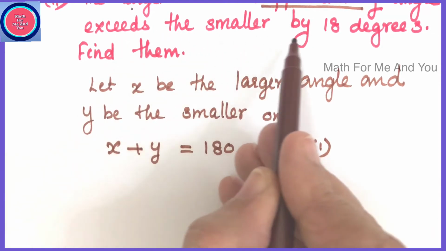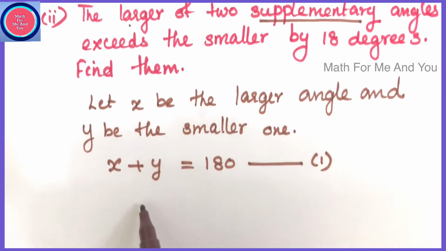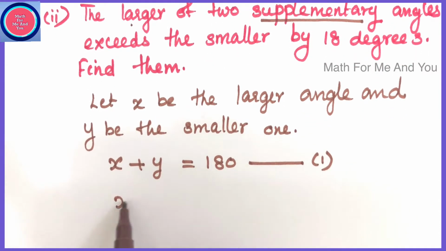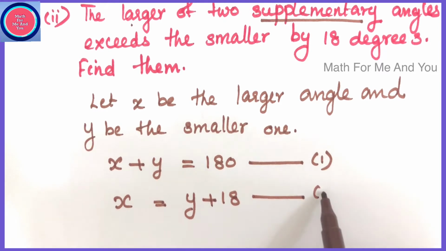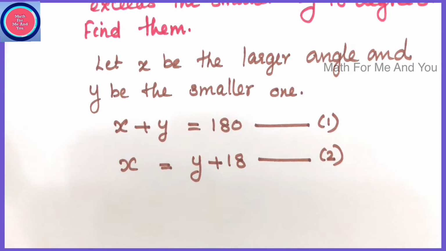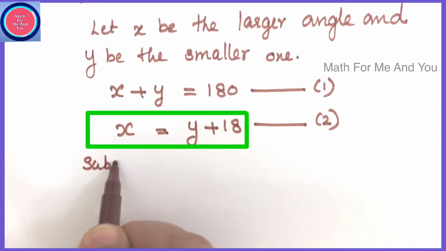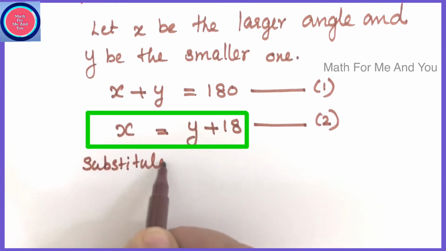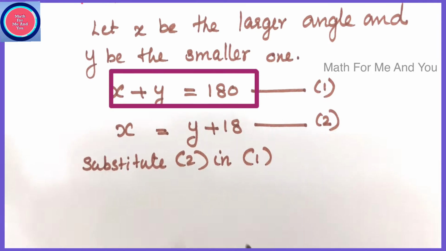What is the second equation? We can find it here: the larger exceeds the smaller by 18. That means the larger angle, if it is x, then it is 18 more than the second angle, y plus 18. So we get the second equation as well. Now we can see in the second equation, one variable, that is x, is in terms of the other variable. So directly we can substitute the second equation in equation number 1.